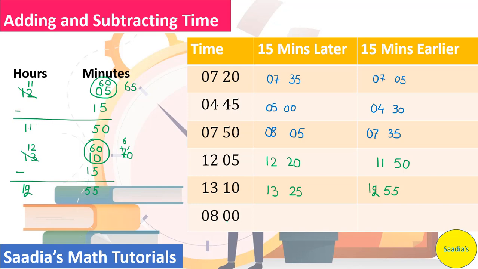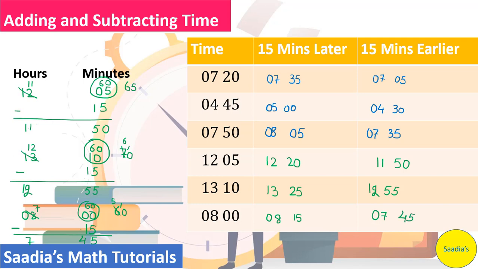Next one is 8 o'clock. What is the time 15 minutes later? 8:15. And what is the time 15 minutes earlier? We have to subtract it. We can't subtract 15 from 0, so we need to borrow. And when we borrow, it becomes 60 minutes. 60 minus 15. 0 minus 5, we can't do it. So we need to borrow again. 10 minus 5 is 5. 5 minus 1 is 4. And here we have 7. So it would be 7:45.